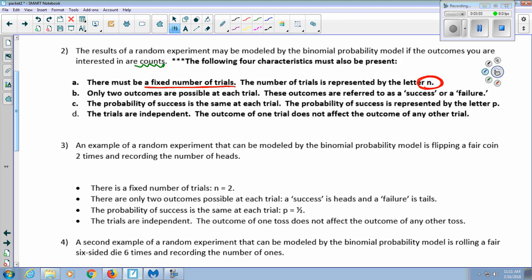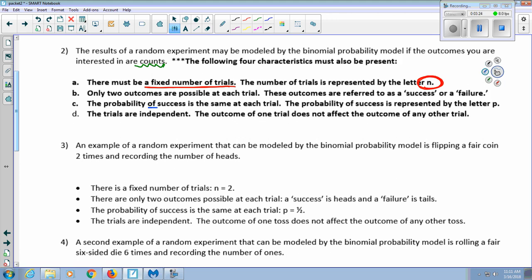You're only allowed to have 2 possible outcomes at each trial. So we're either going to have a success or a failure. With the coin, we are going to count the heads as success. That's what we're interested in. If we don't get a head, then we're getting a tail, and that's a failure. There's only 2 possible outcomes.